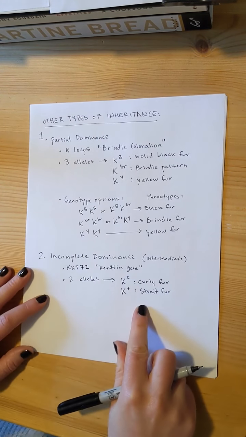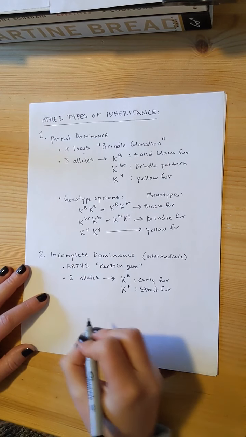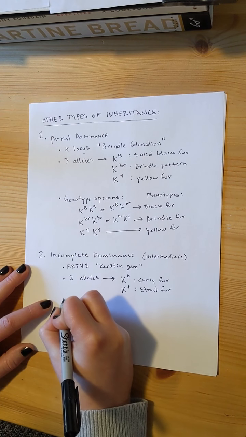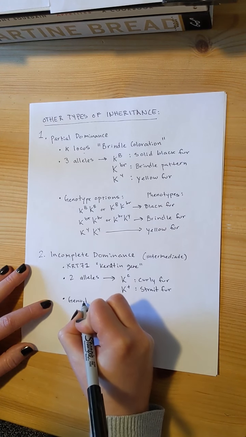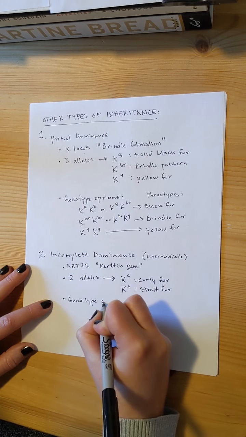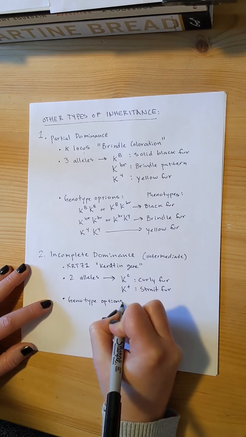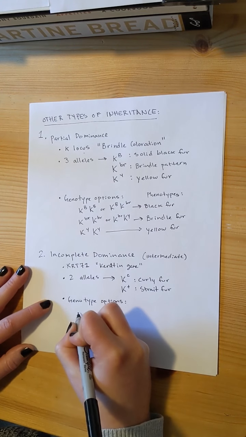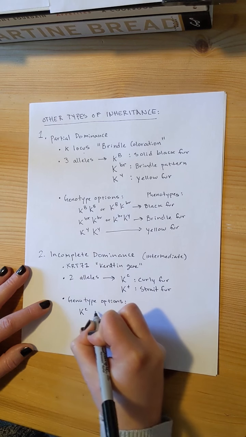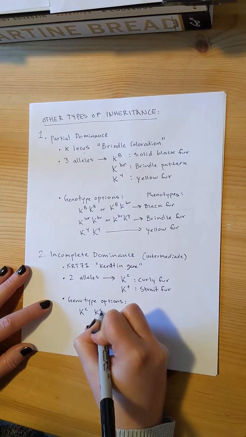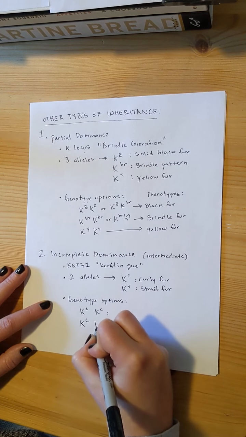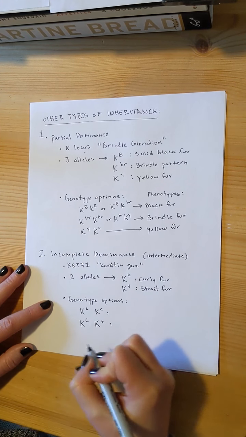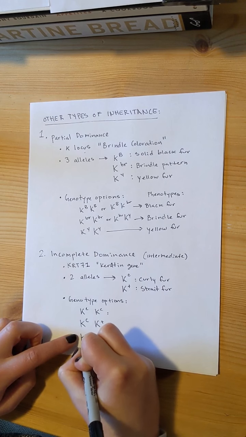So based on Mendelian genetics, if we had 3 genotypes, genotype options, we would have homozygous dominant, we would have heterozygous, and we would have homozygous recessive.